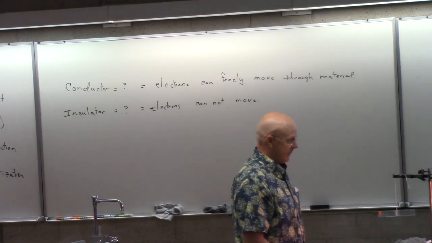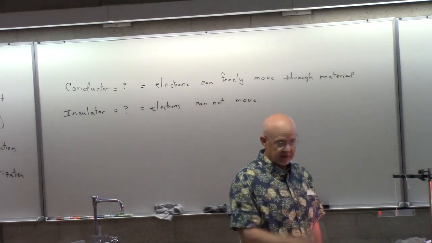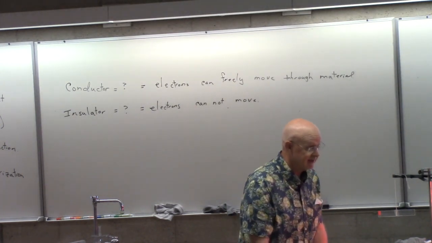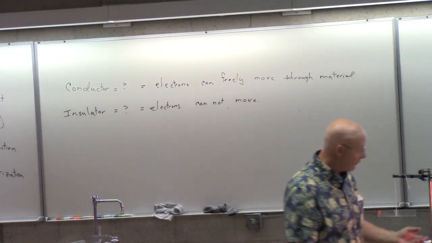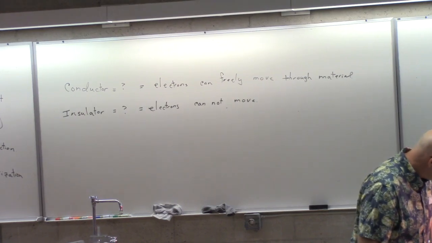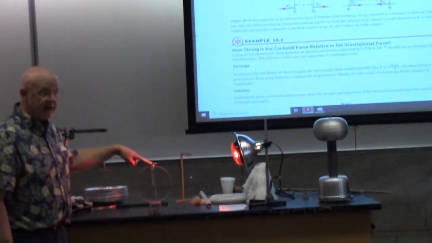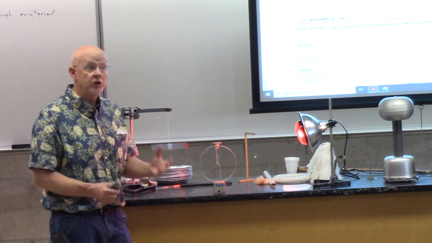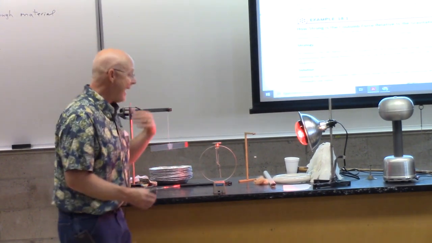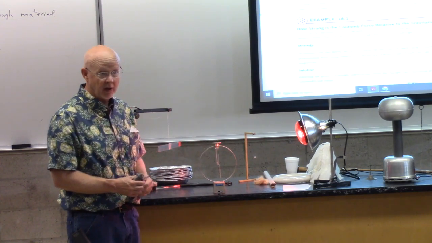Okay, but other materials, they conduct. And that means they move around. Well, let's come back over here to this electroscope. Remember when I touched it and the leaf went down? I would say it could do that because both me and the electroscope are conductors.